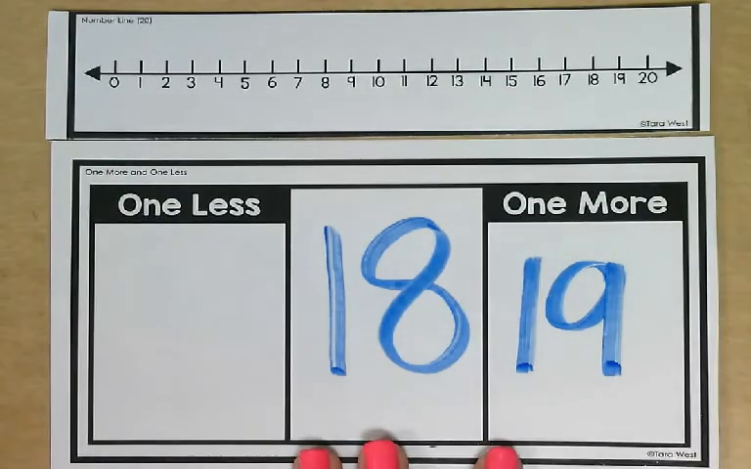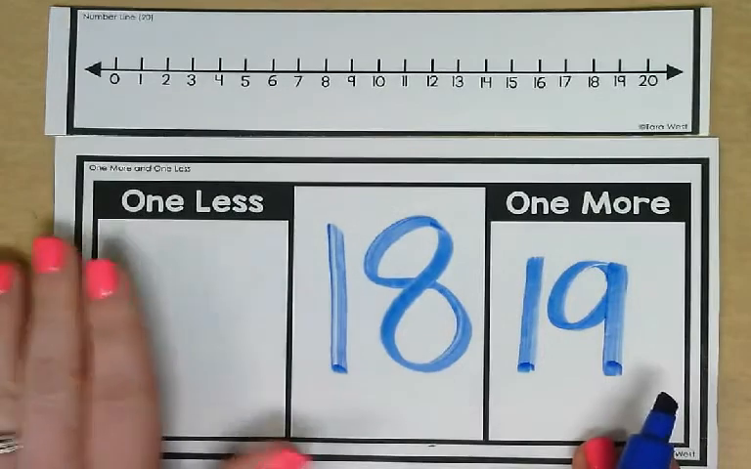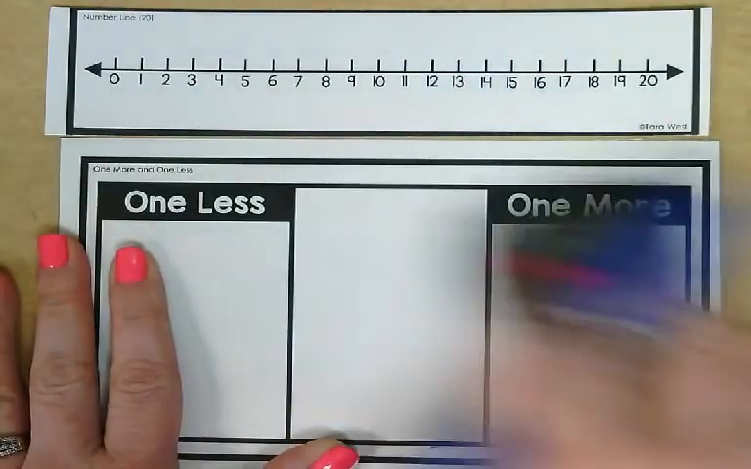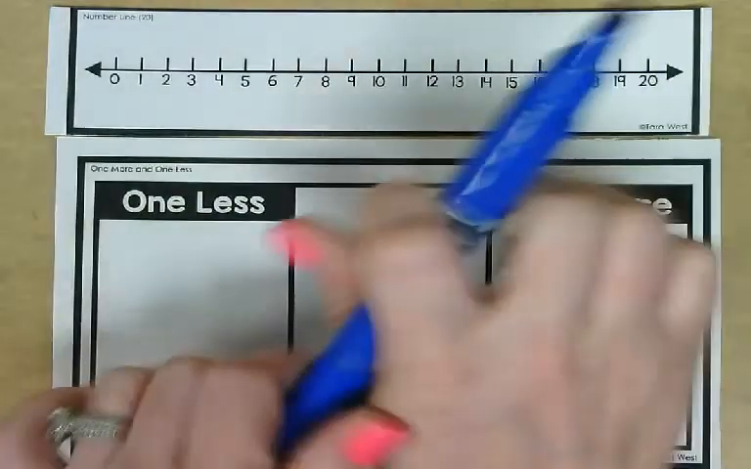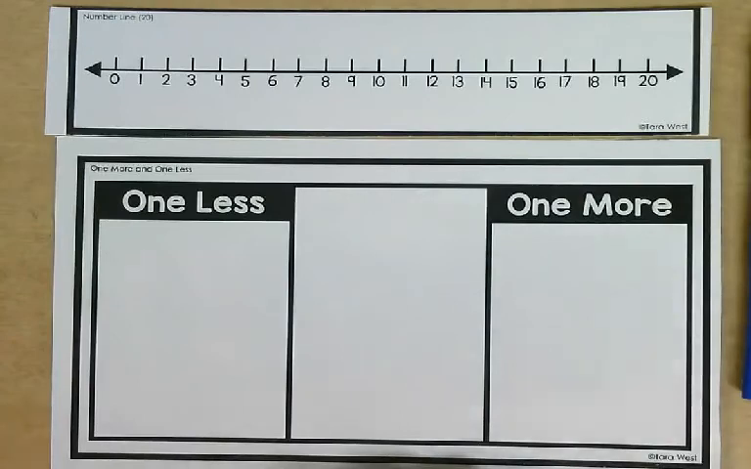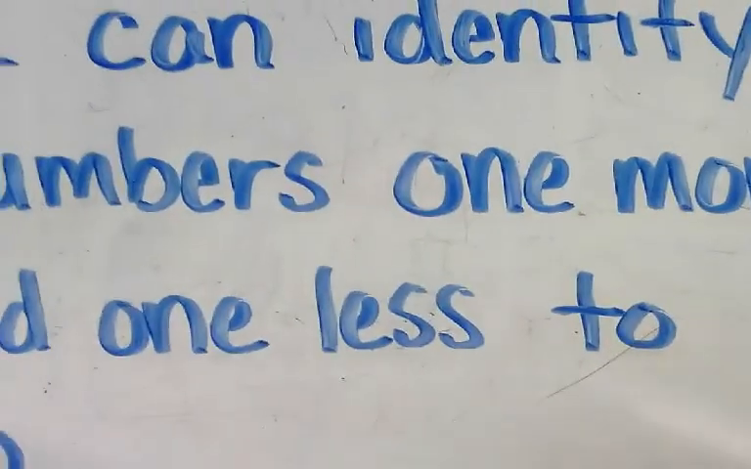18, 19. Very good. All right, friends, that is it for this lesson. We will continue learning about this later. Go ahead and close your marker, and you can put away your tools. Remember, numbers 1 less are smaller, and numbers 1 more are bigger.